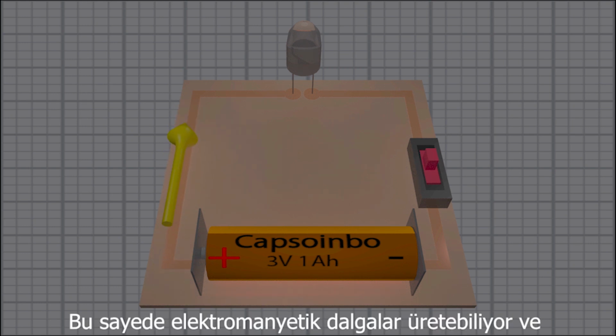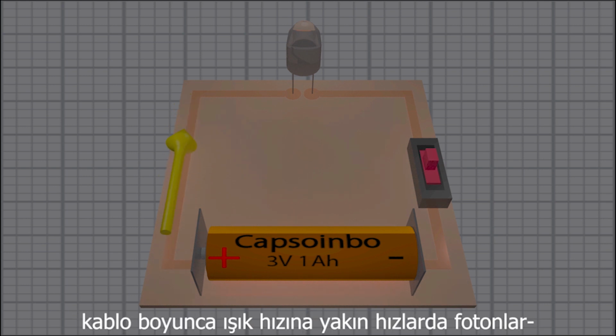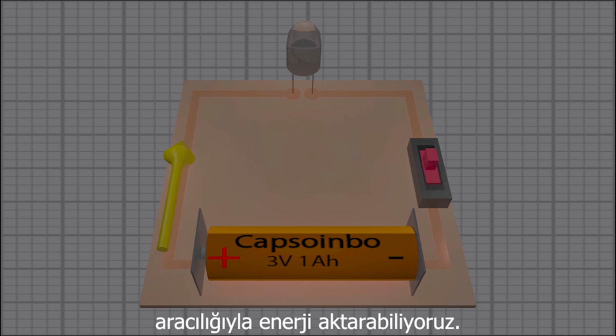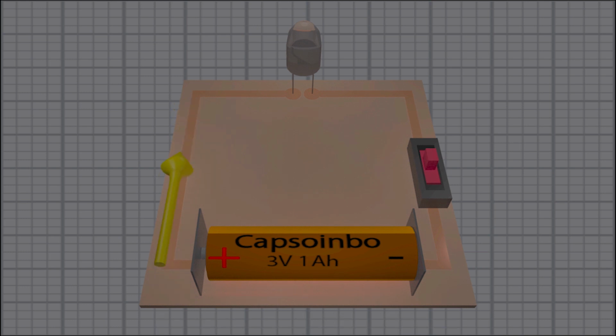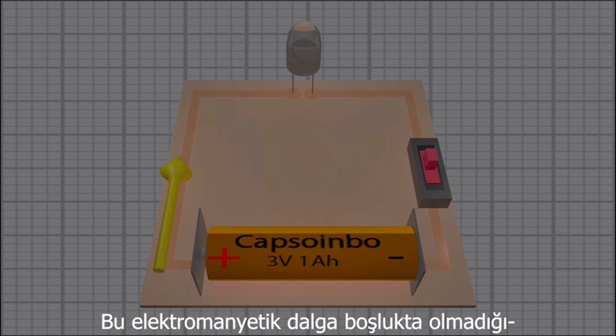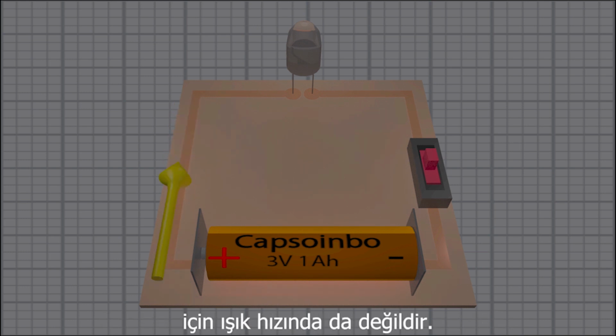In this way, we can produce electromagnetic waves and transfer energy via photons along the cable at speeds close to the speed of light. Because this electromagnetic wave is not in a vacuum, it's not at the speed of light, but it's very close to the speed of light. This is called signal rate.